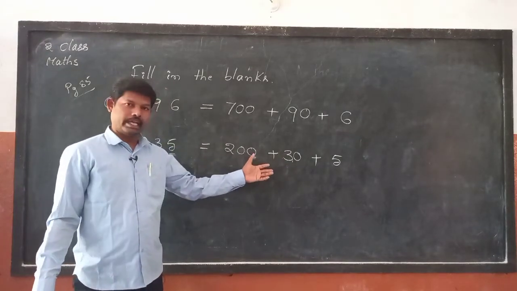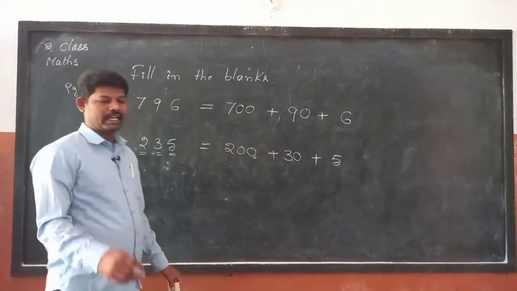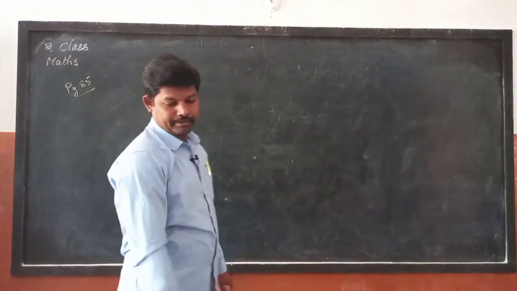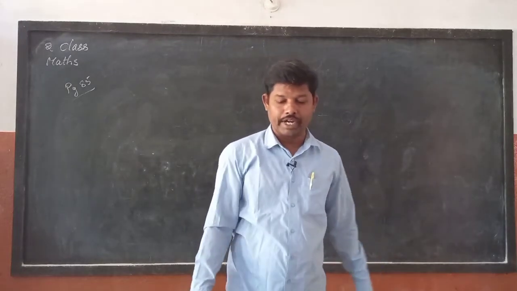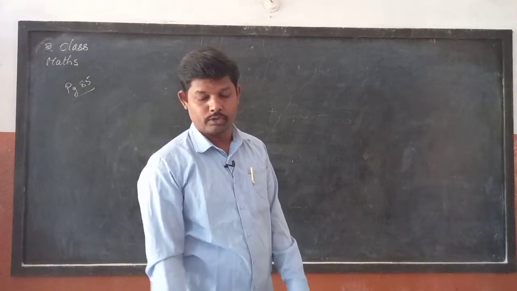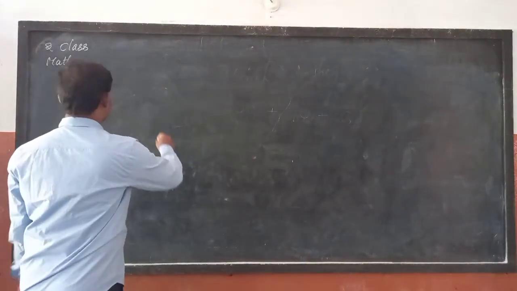This is expanded form. Some more numbers are given for you as examples. You have to fill them in the textbook. So let us see the next model. On page number 85, the second one: write the digits of the given numbers in the place value chart. So here the place value chart is given.